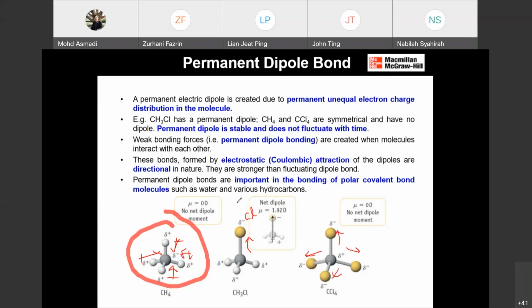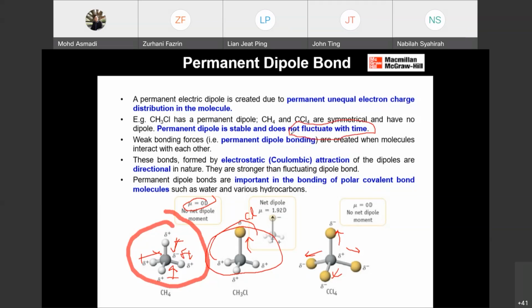If you still remember, mu is equal to 0 debye. Debye, I think, is the unit of measure. It is a vector quantity. If you look at here, the permanent electric dipole is created due to the permanent unequal electron charge distribution in the molecule. They have a permanent dipole, stable and does not fluctuate with time. Different from the fluctuating dipole moment and fluctuating dipoles.